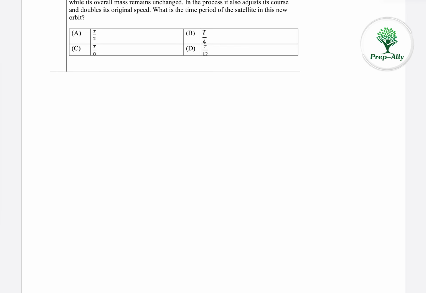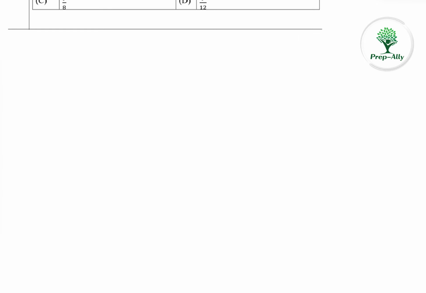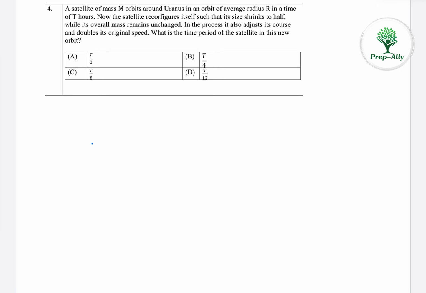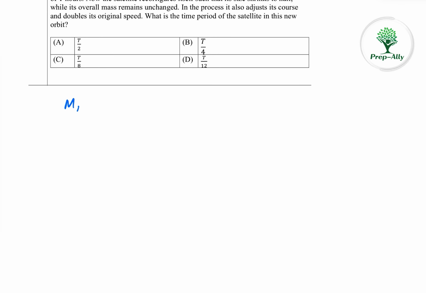A satellite of mass M orbits around Uranus in an orbit of average radius r. Okay, you've been given mass M of the satellite and the radius r of the orbit, and time period is some t hours. Now the satellite reconfigures itself such that the size shrinks to half while the overall mass remains unchanged. So the mass is now same m. In the process, it also adjusts its course and doubles its original speed. What is the new time period of satellite? It is say some t dash.